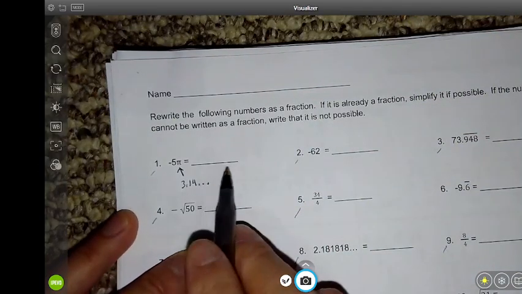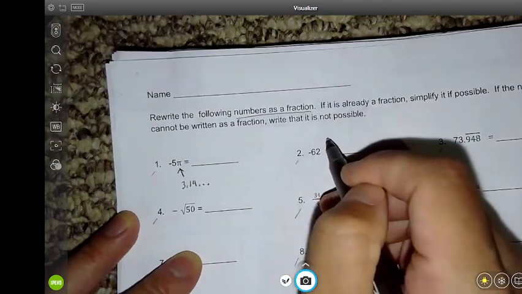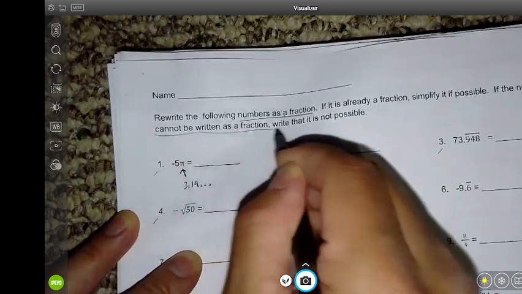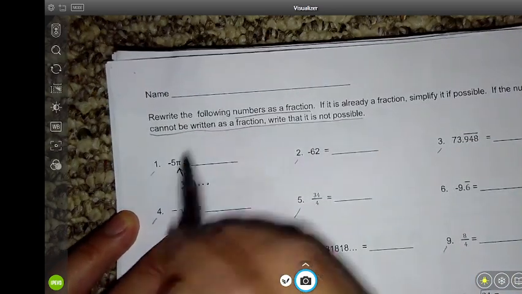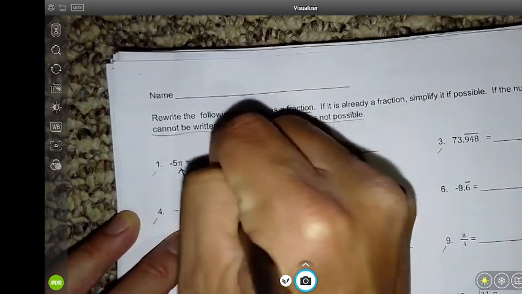Okay, so we are rewriting as fractions, and if it cannot be written as a fraction, write that it's not possible. So if it has a pi in it, you cannot write it as a fraction. Not possible.